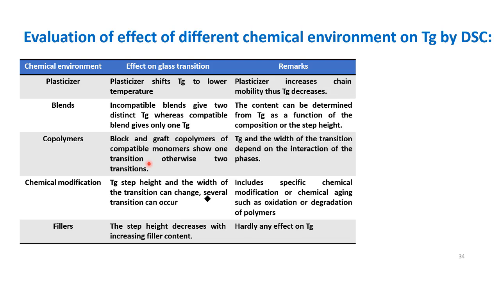Then in the case of a copolymer, both block and graft copolymer of compatible monomers will show a single transition. Otherwise, two transition peaks, two temperatures will come. So if it is compatible, that is miscible, then only one transition will come, and if it is not, then we will get two transitions.